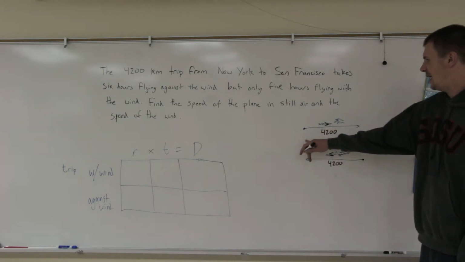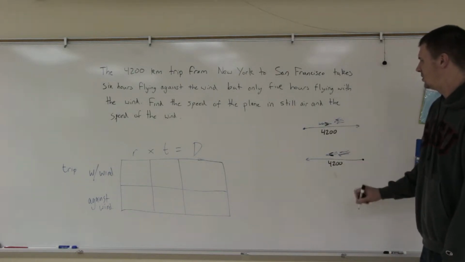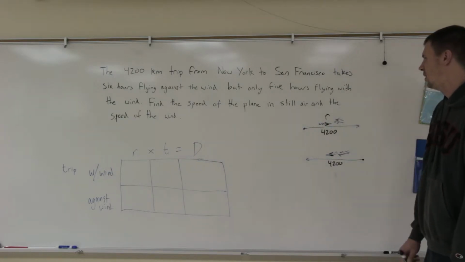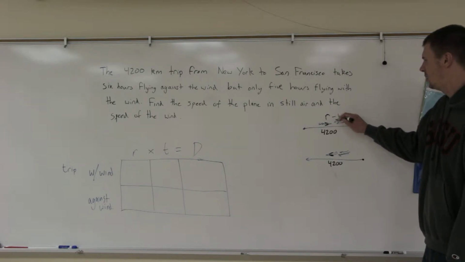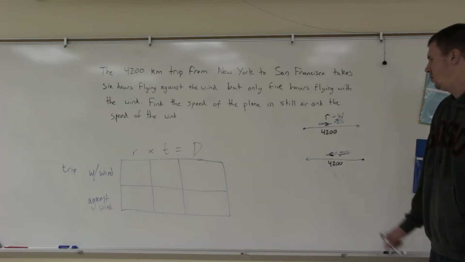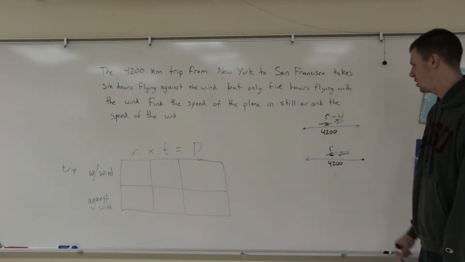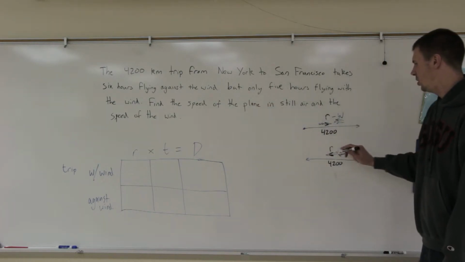When you're flying against the wind, the speed that you're going is the speed of your plane, which we'll call r. But your plane is flying against the wind, it's going in your face. So we take the speed of your plane and we subtract the speed of the wind. When you're flying with the wind, you take the speed of your plane, which we again call r. And because the wind is pushing you and you're going faster, we add the speed of the wind.